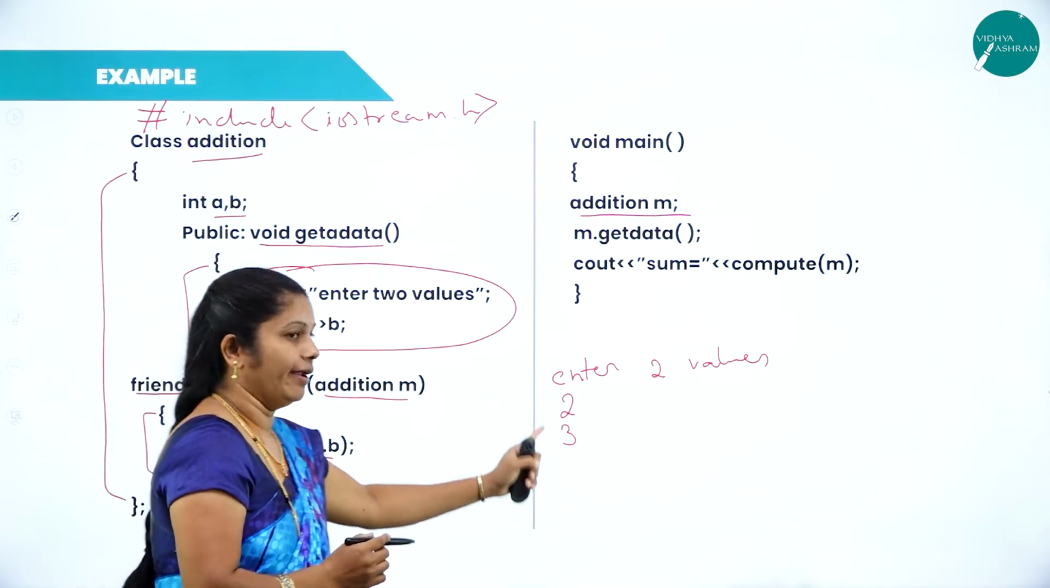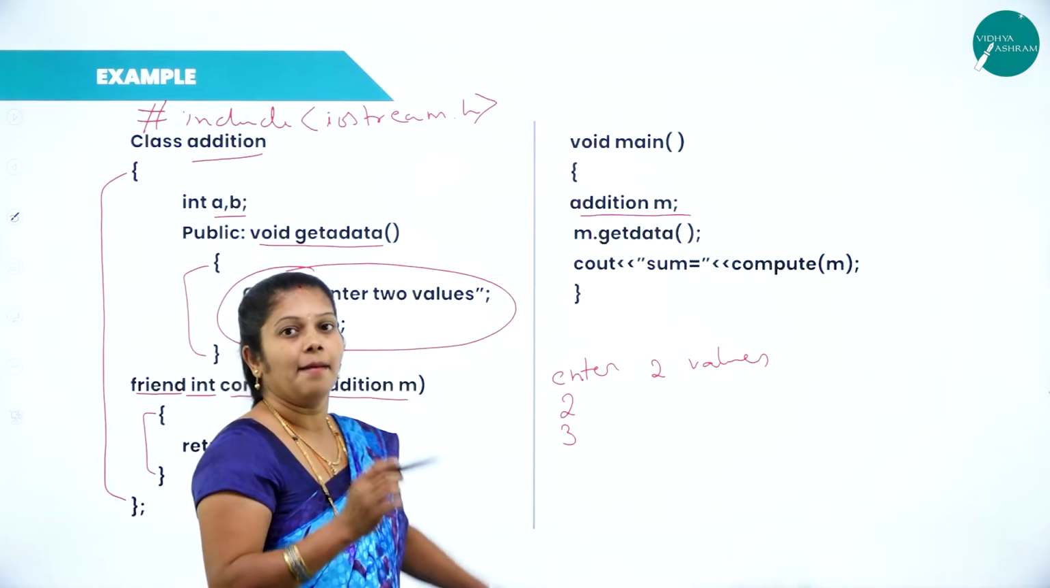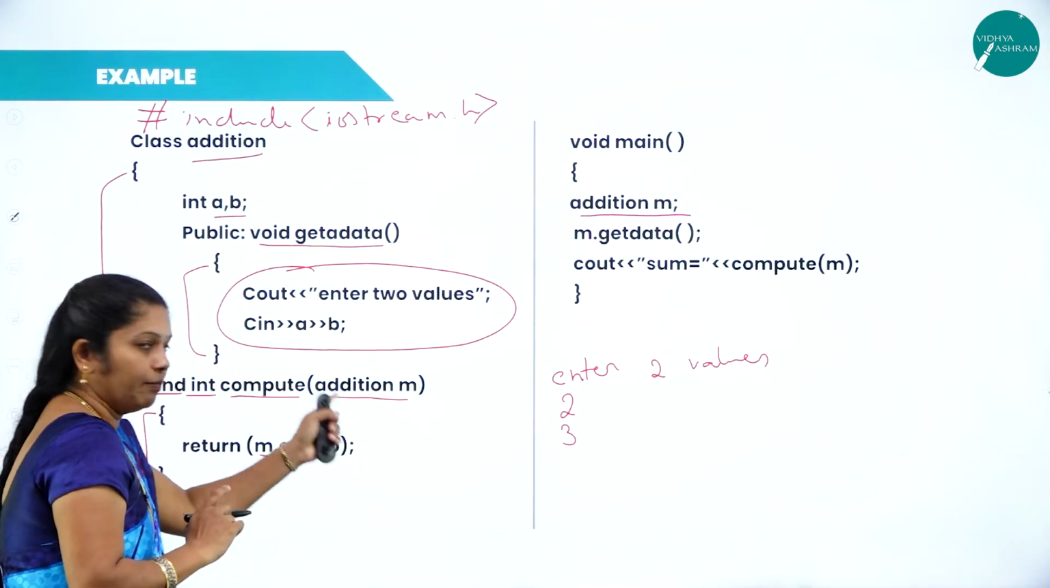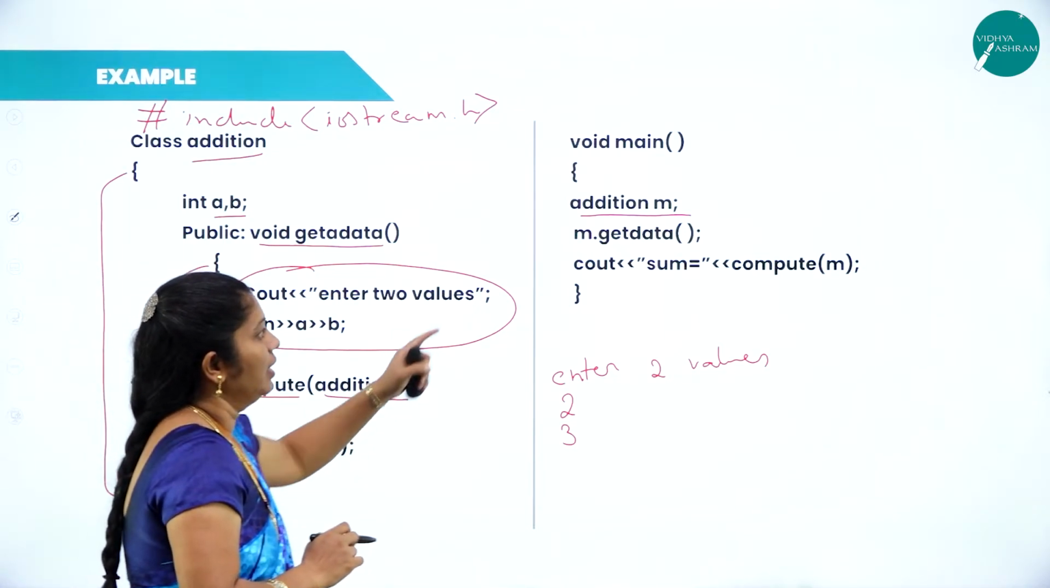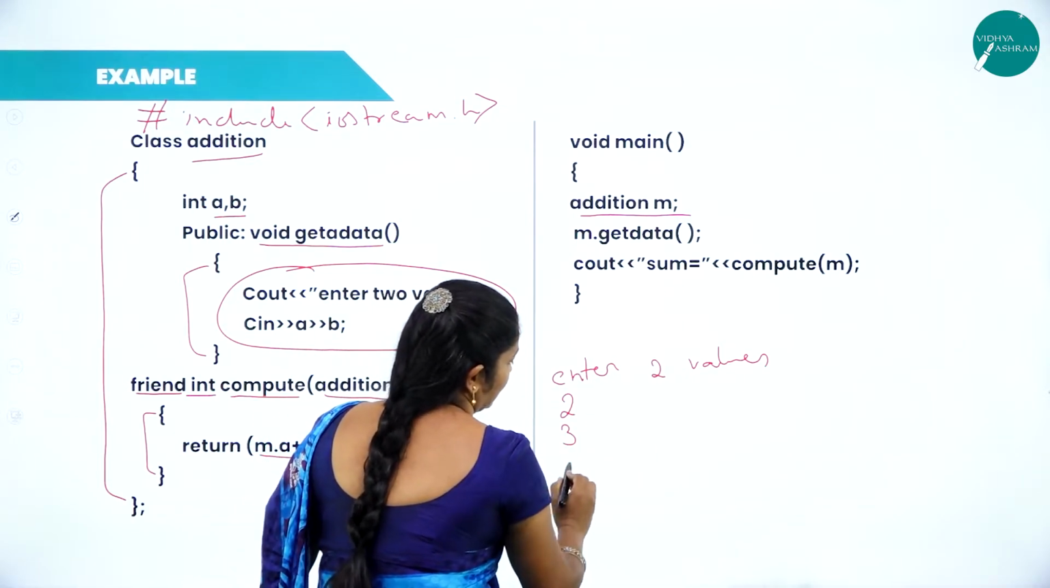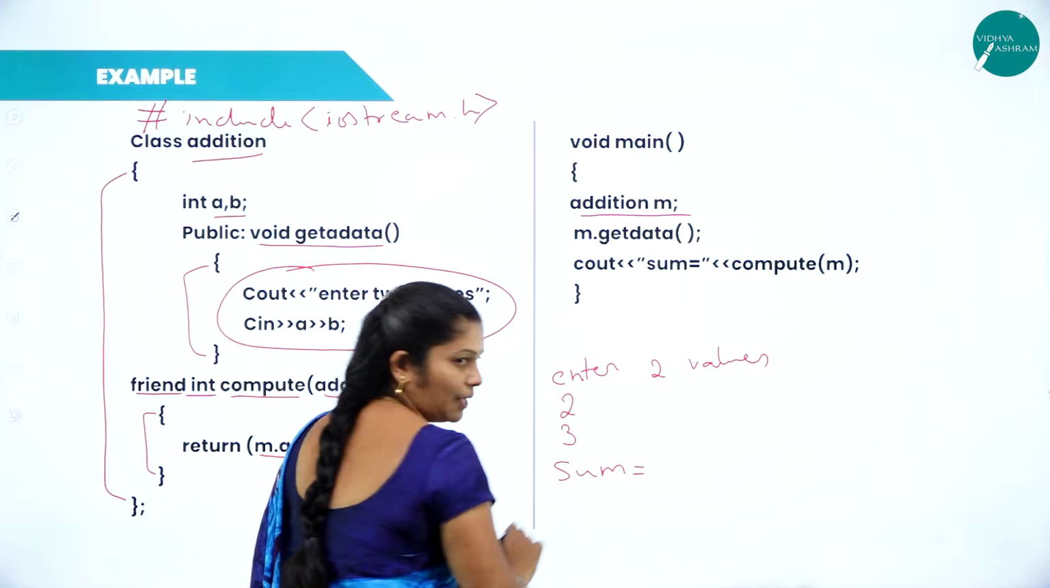Then you will input A and B values. That is, it's a member function. Now I want to call the friend function. For the sake, cout sum equals. Then in the result, "sum equals" will display.